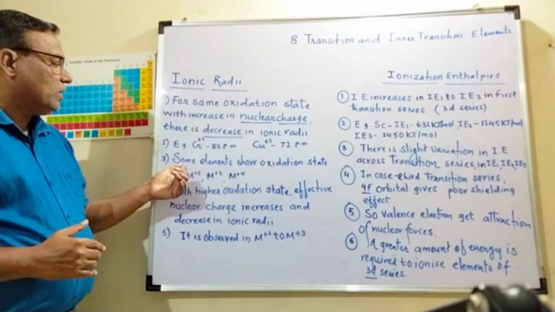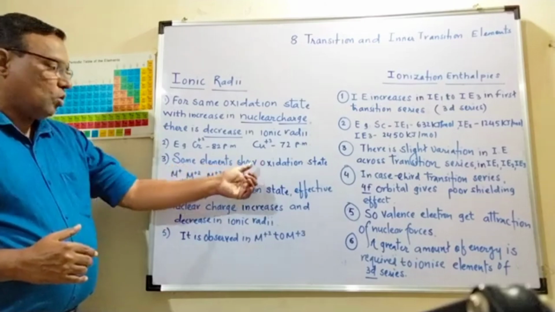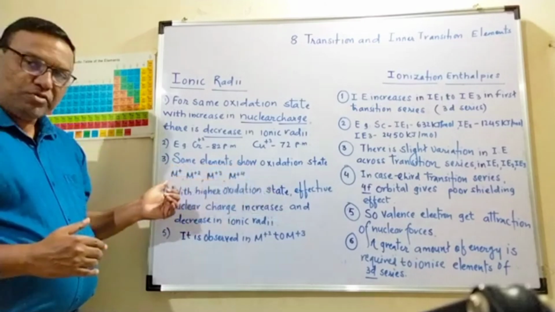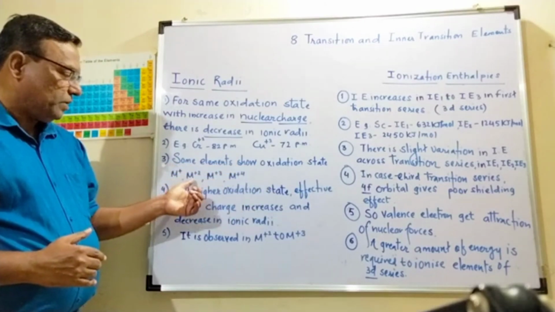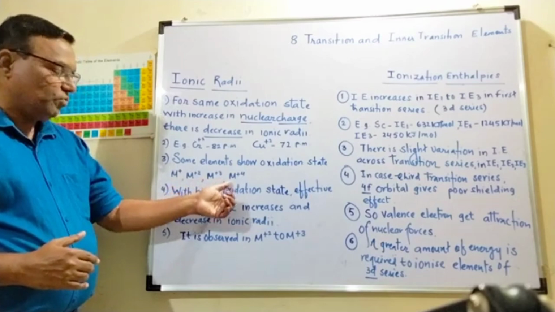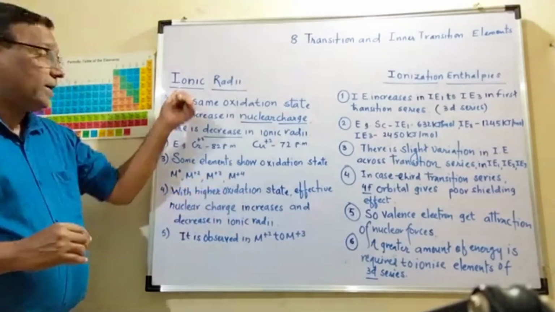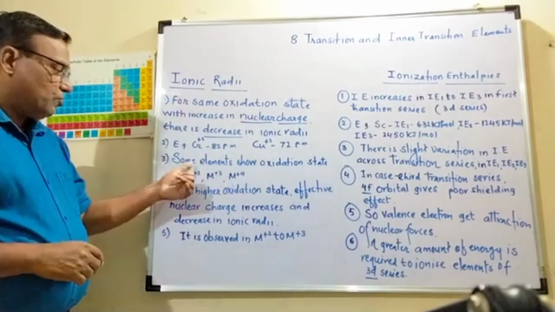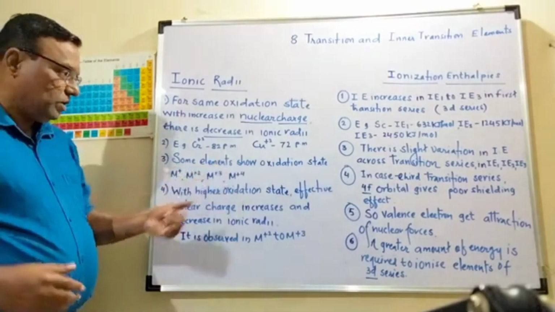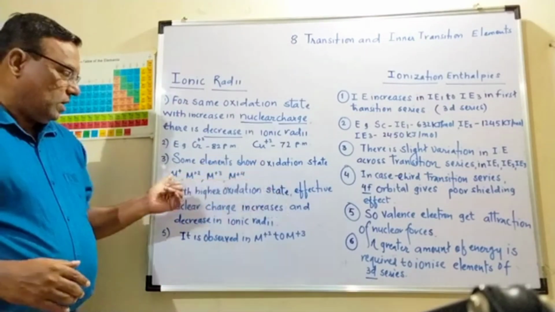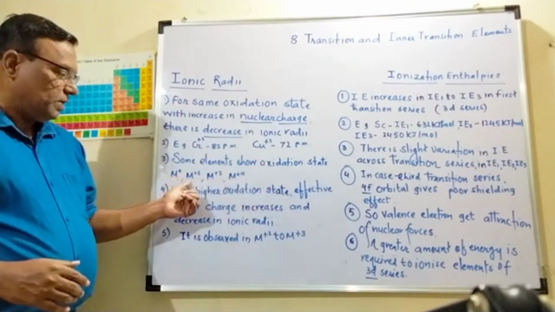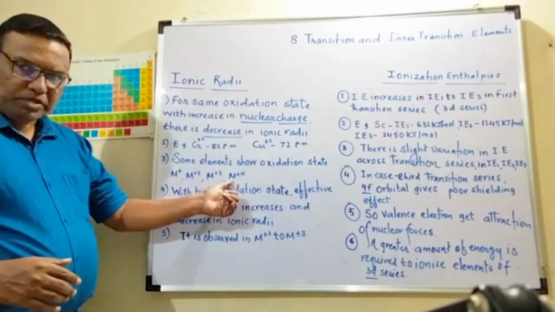Point number third: some elements show oxidation states as M plus 1, M plus 2, M plus 3 and M plus 4. This is also one important point regarding the ionic radii, that some elements show their oxidation states as M plus 1, M plus 2, M plus 3 and M plus 4.